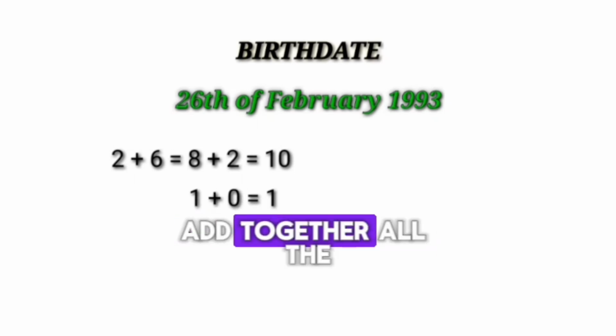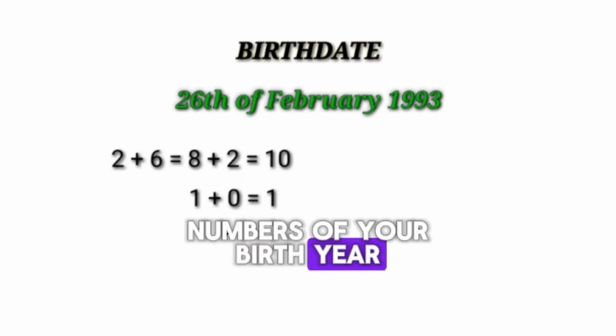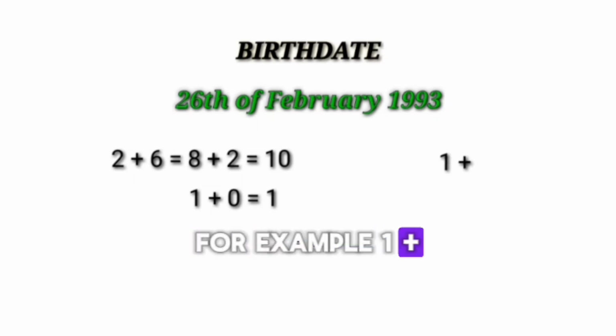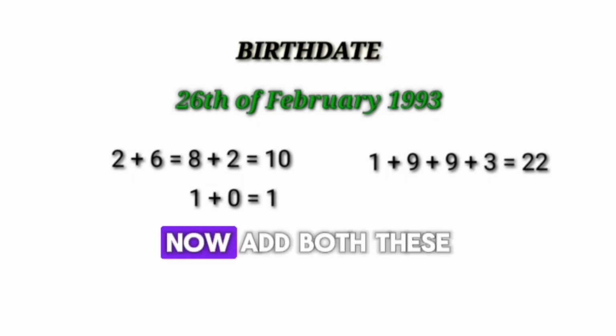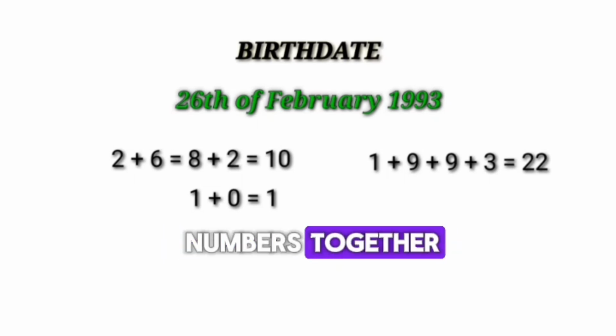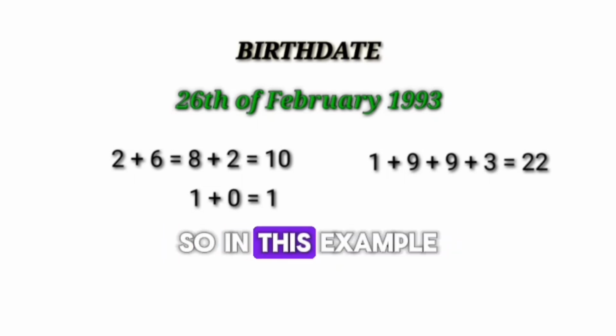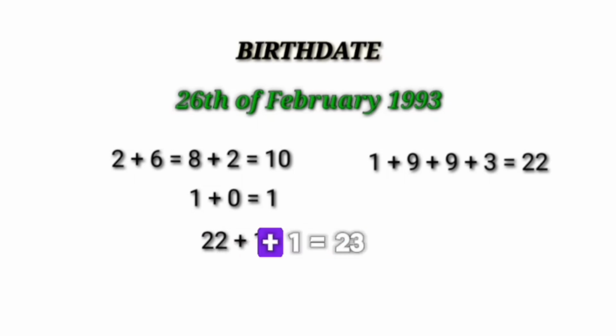Next, add together all the numbers of your birth year. For example, 1 plus 9 plus 9 plus 3 equals 22. Now, add both these numbers together. So, in this example, it will be 22 plus 1 equals 23.